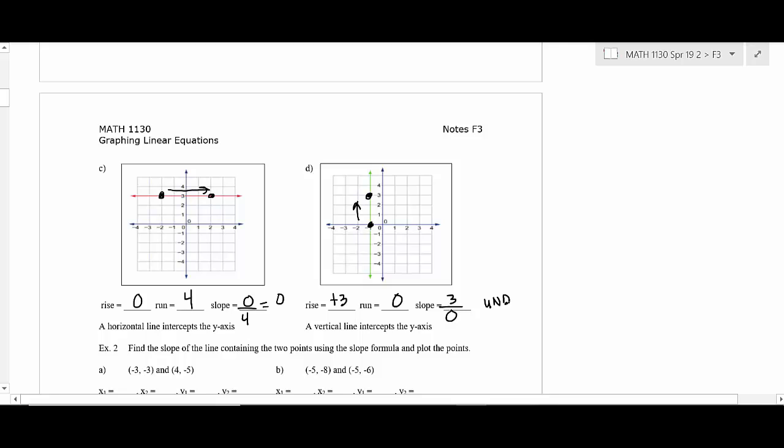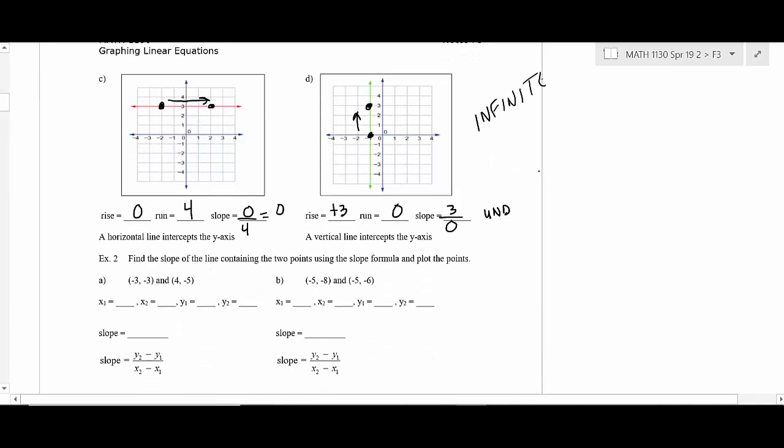All right, so you can also kind of think of this as an infinite slope. I prefer that you just say undefined, but the idea is that is as steep as a line can possibly be, as if it's vertical, that has an infinite measure of its steepness. Okay, so those are your 4 cases. Everybody with me there and got that down? Okay, all right.